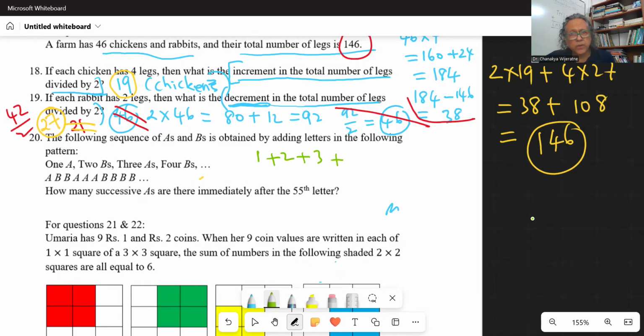So we need to find out these sums. So after this many, here it is A, then this block of 2 B's, right? And here A, and here B. So after 1 plus 2 plus 3 plus 4, which is 10, then you get 5 A's. 5 A's, right? And then that is now 15. So after 15, we need to get to 55.